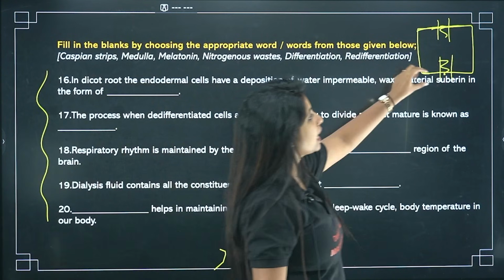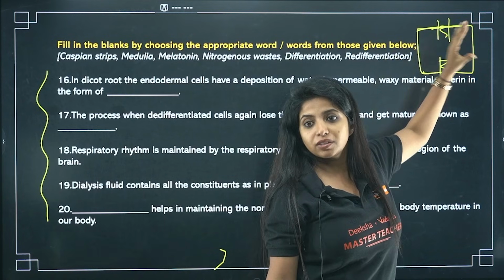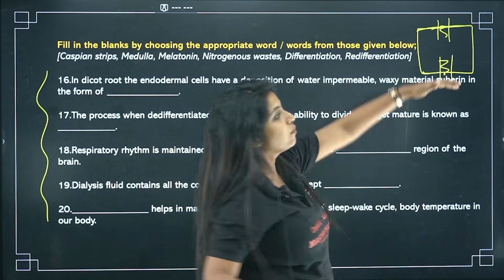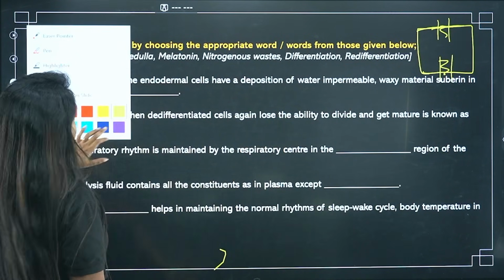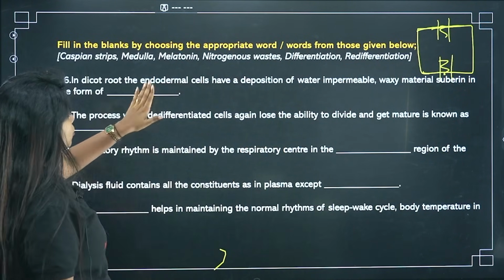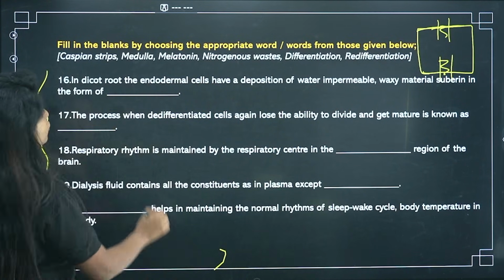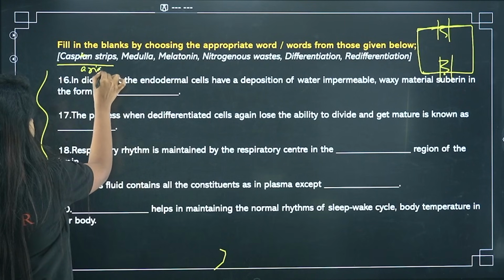You do not want anything to move through the cell wall or the intercellular region. That is why you have the Casparian strip. Anything that has to move will be moving through the cytoplasm, and it will be selectively moving. Not everything can move. You get it? So in dicot root, the endodermal cells have a deposition of water impermeable waxy material, suberin, in the form of what? Casparian. Here it is written Caspian. It is Casparian strip.